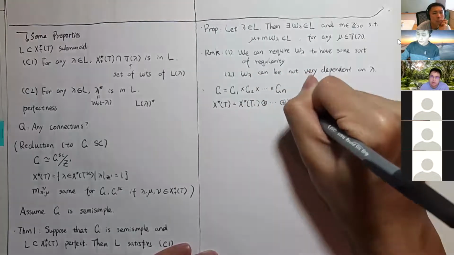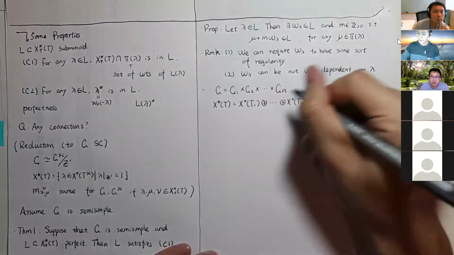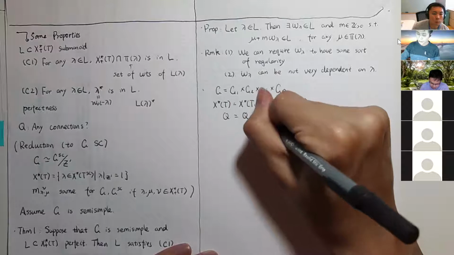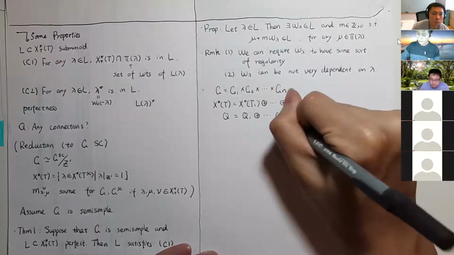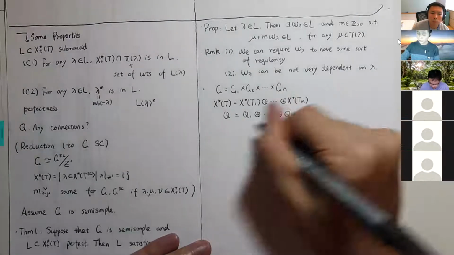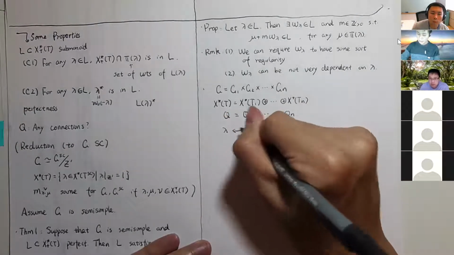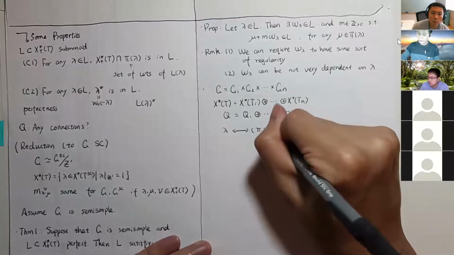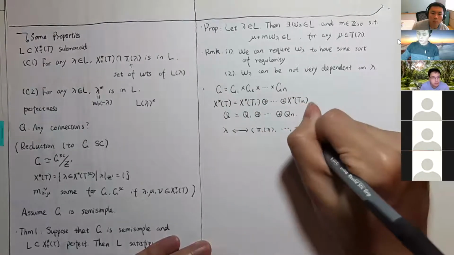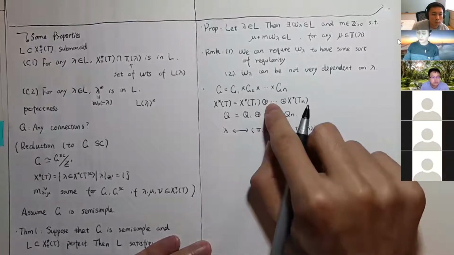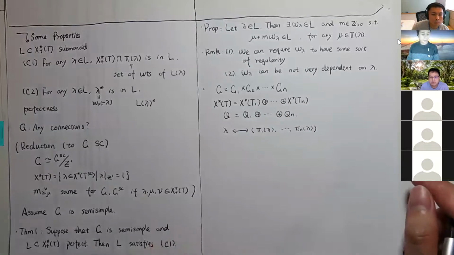So each X*(T_i) is the weight lattice of G_i, and Q_i is the root lattice of G_i. Under this decomposition, we can write any weight in X*(T) as an n-tuple, where each π_i(λ) is in X*(T_i).